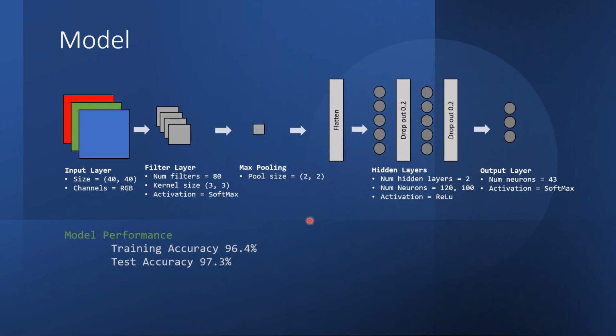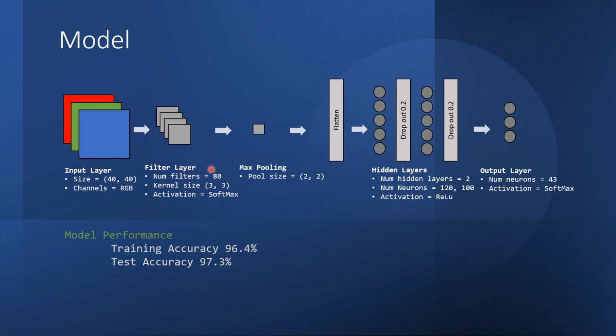Now let's take a look at the model itself. That's the most interesting part of the assignment. So the first layer is the input layer, and I used the RGB channels and a pixel size of 40 by 40. It's important to use color images because the traffic symbols have colors which distinguish them. And also having a good enough resolution is important so we can accurately represent the symbols, the shapes, and the numbers.